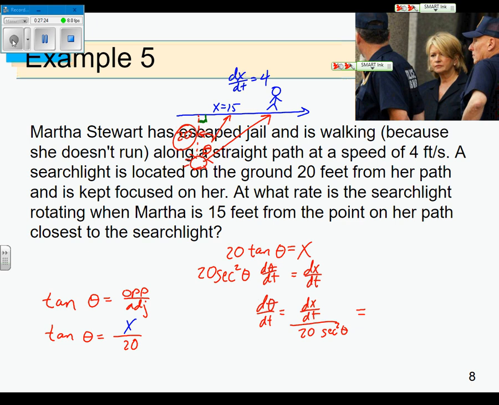And I don't like that secant squared theta on the bottom. So I'm going to bring it to the top and call it cosine squared. Because 1 over secant squared would just be cosine squared. And then I still have my dx over dt.